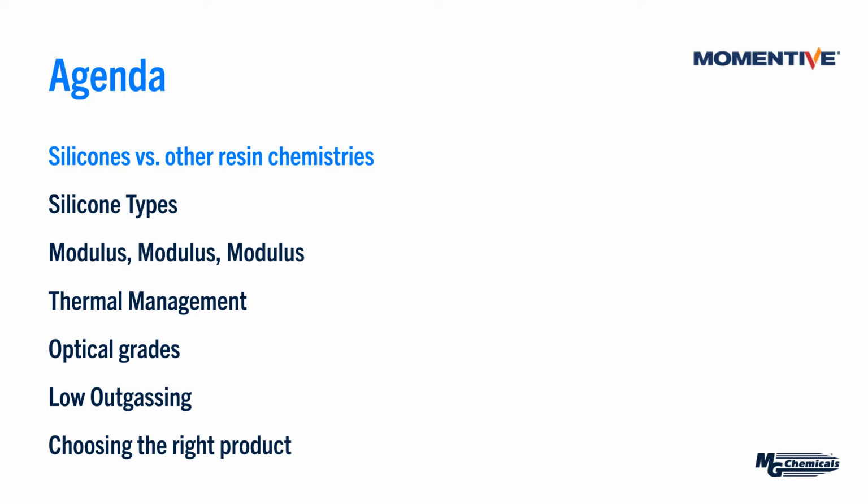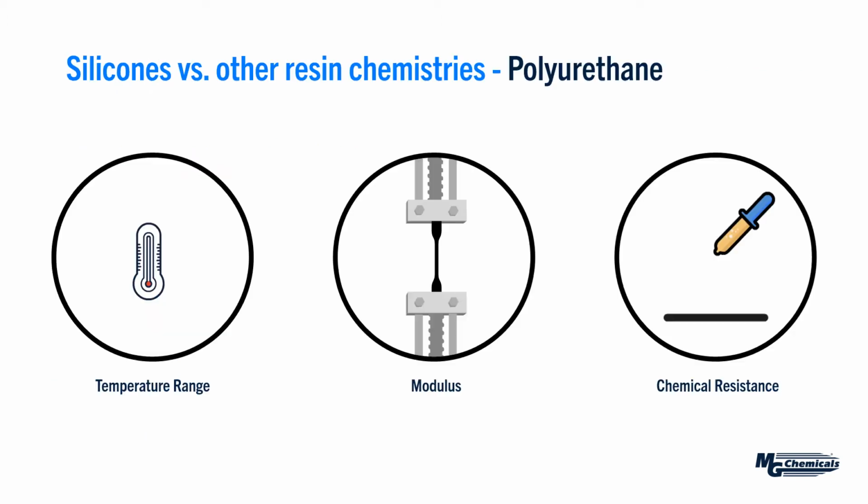Okay, so starting with silicones and other resin chemistries. If we start with polyurethane and we look at the temperature range, what we note here is that typically your operating temperature varies from about -50 Celsius to 125. And that 125 is really sort of the weak point in terms of polyurethane overall. They're otherwise very versatile materials, but they really don't have the high temperature resistance that's demanded in a lot of applications. So that tends to be one of the weak points in polyurethanes to rule it out.